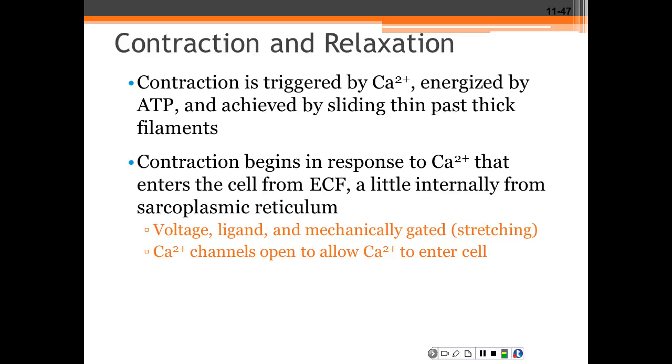Now, the mechanism of excitation-contraction coupling is very different here. In this one, most of the calcium comes from the extracellular fluid, right? Not from the sarcoplasmic reticulum. Calcium channels in the sarcolemma allow the calcium to enter, but they are of different types, including voltage gated, ligand gated, and mechanically regulated, which basically respond to stretch.